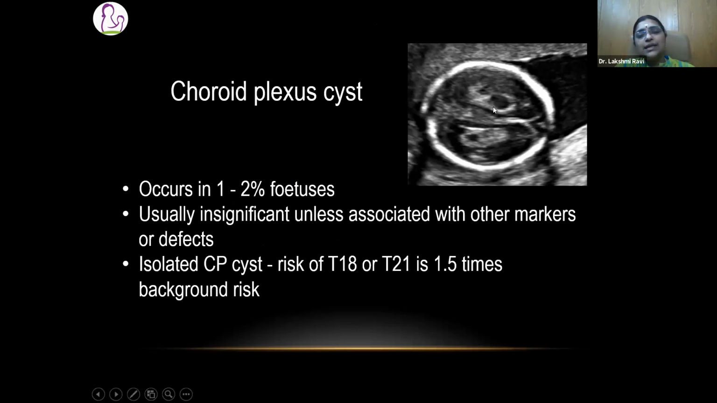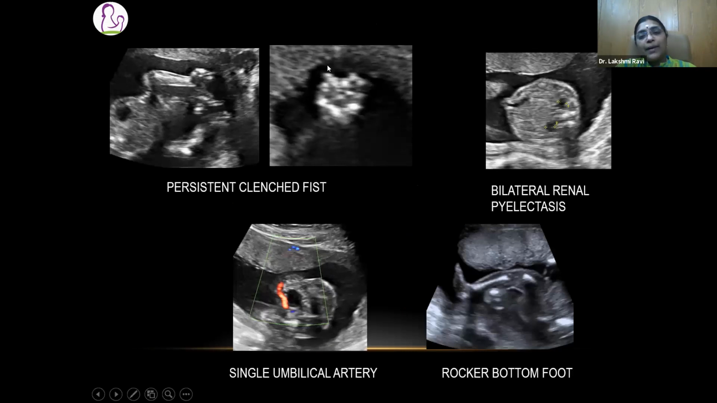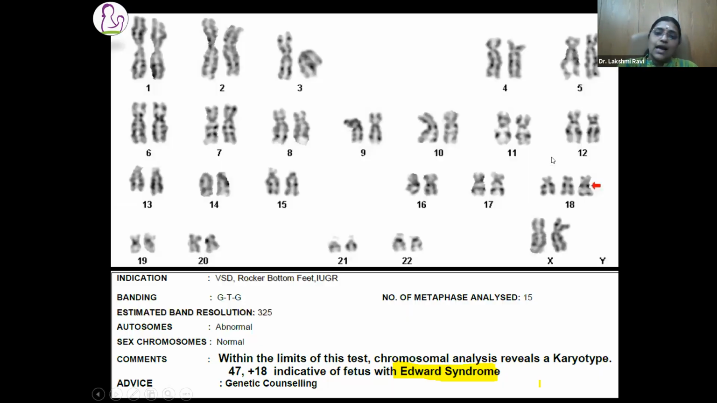So we all know that it is an insignificant finding. An isolated CP cyst is fine, nothing to worry. But if this CP cyst is seen with other markers, then you must think about T18. So I'll just show you. There was a bilateral choroid plexus cyst. You see how the fists are clenched, persistent clenched fists. The baby is unable to open its hands. A single umbilical artery, a rocker bottom foot, again bilateral renal pyelectasis, and this was a fetus with Edwards syndrome, but no major anomalies on ultrasound. So that is the importance.